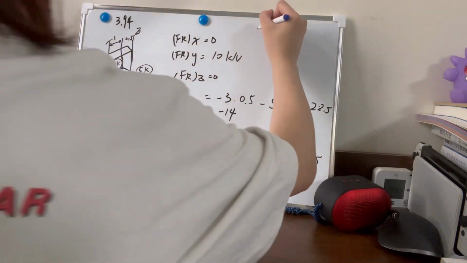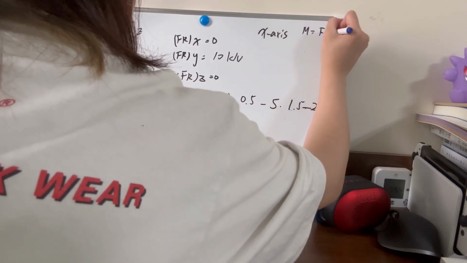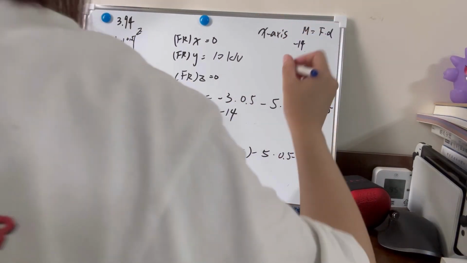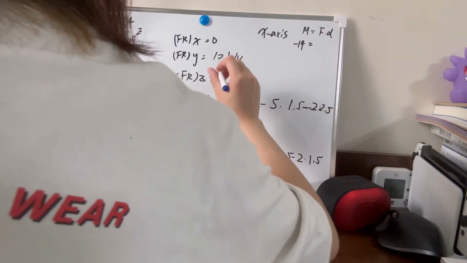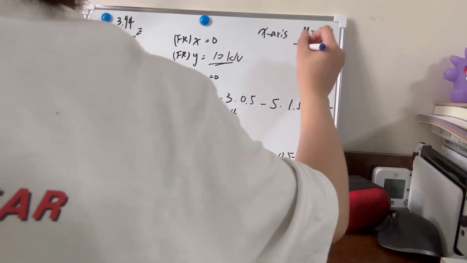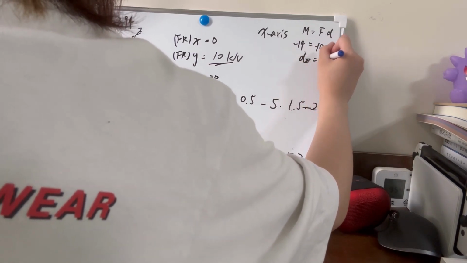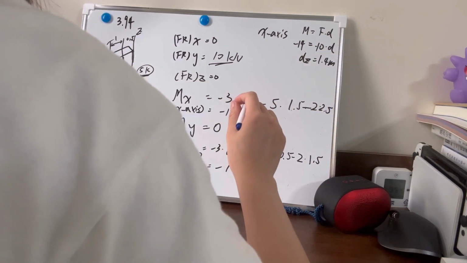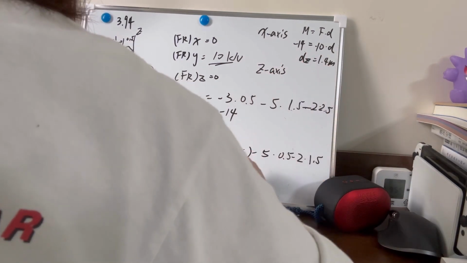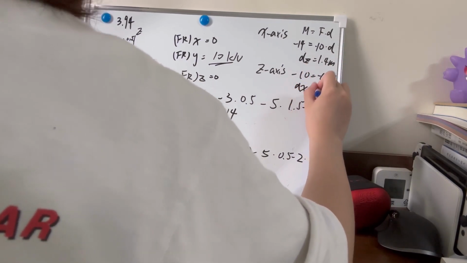And at the x-axis, we know the moment is equal to F times D, and the moment here is minus 14, and we don't know the distance, so the force is here 10 and the D, and we know the distance Z is 1.4 m, and in the same way for the Z axis, minus 10 equals minus 10D. So we know the distance x is 1 meter.